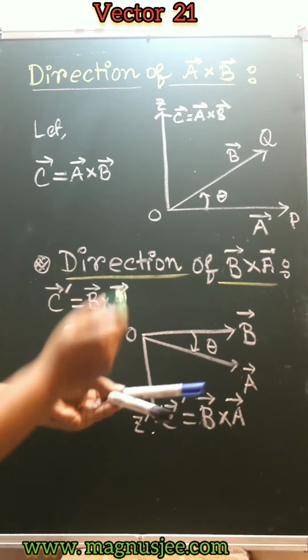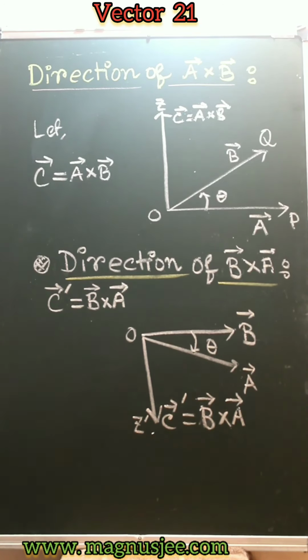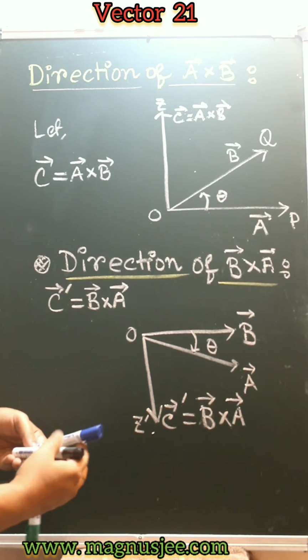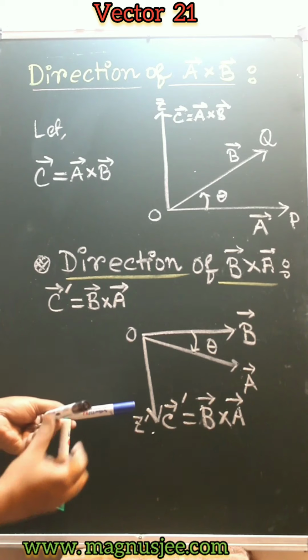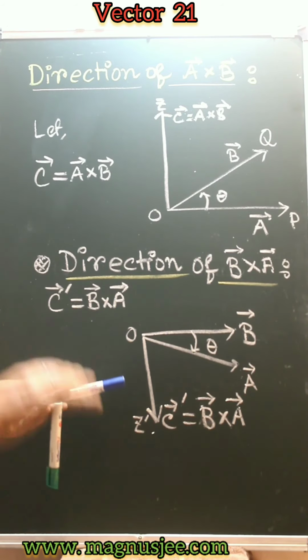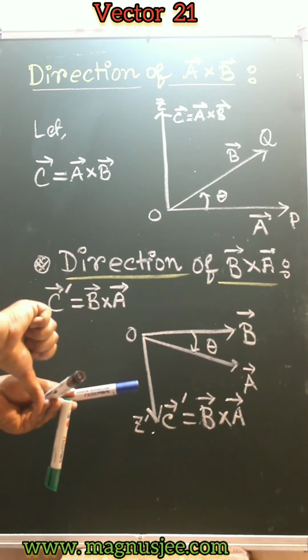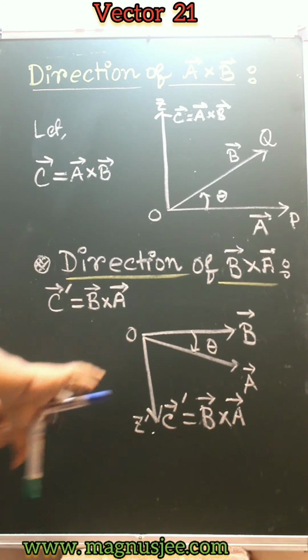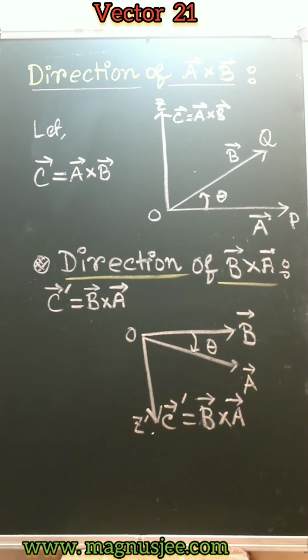Move your fingers parallel to vector B, turn towards vector A, then you will get the direction. So here we can set the plane in this way. This is vector B and this is vector B cross A. Move your fingers parallel to vector B and turn towards vector A. And the thumb indicates the direction of vector B cross vector A.